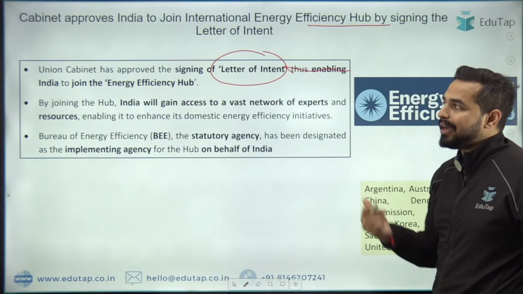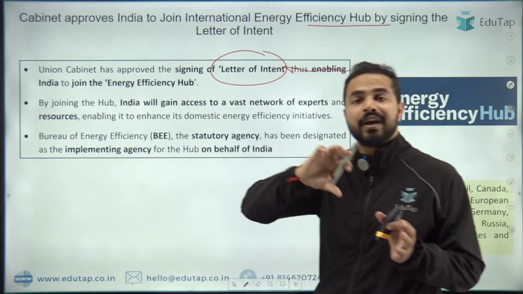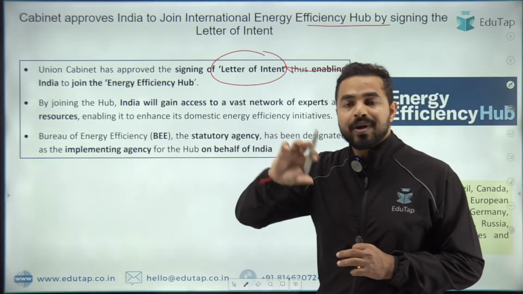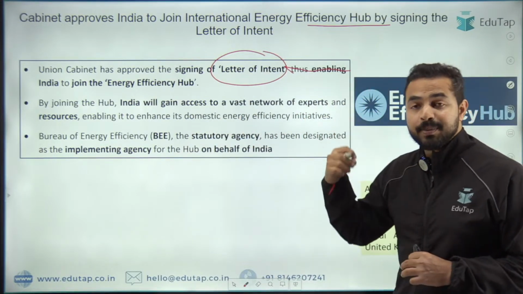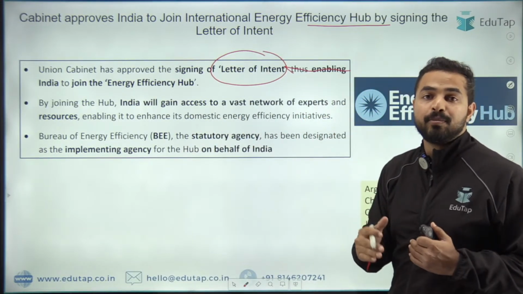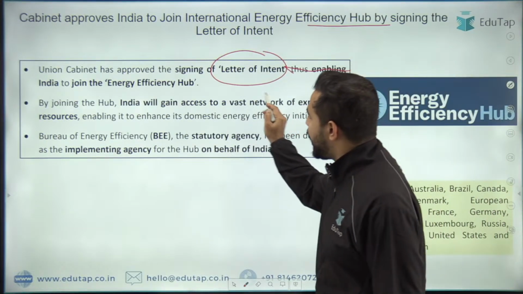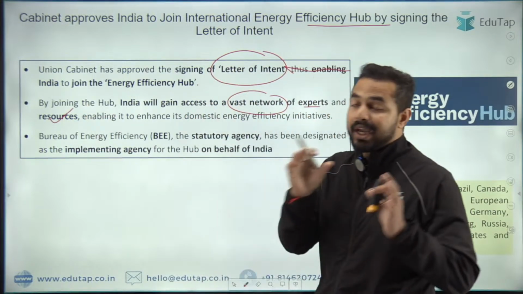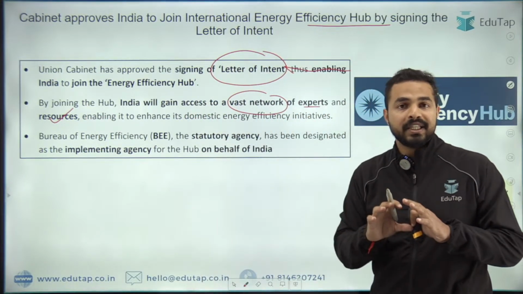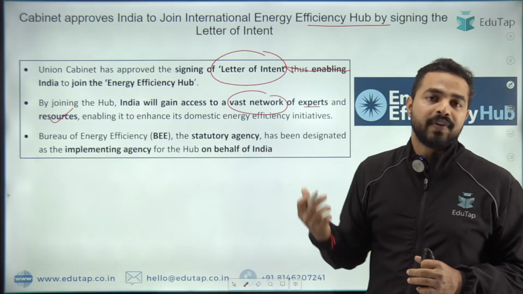And how exactly it is going to help India? It will help India in order to move towards its energy transition, और हम एक लो कार्बन एनवायरमेंट क्रिएट कर सकते हैं, उसके साथ साथ डीकार्बनाइजेशन पे काम कर सकते हैं, and that's how we will be moving towards a more sustainable future. So India will be gaining access to a vast network of experts and resources. और ये कैसे होगा? क्योंकि इंडिया को एक्सेस मिलेगा जब भी ऐसे किसी मेजर ग्रुप के साथ आप पार्टिसिपेट करते हैं, उसके पार्ट बनते हैं, तो उससे क्या फायदा होता है हमें?